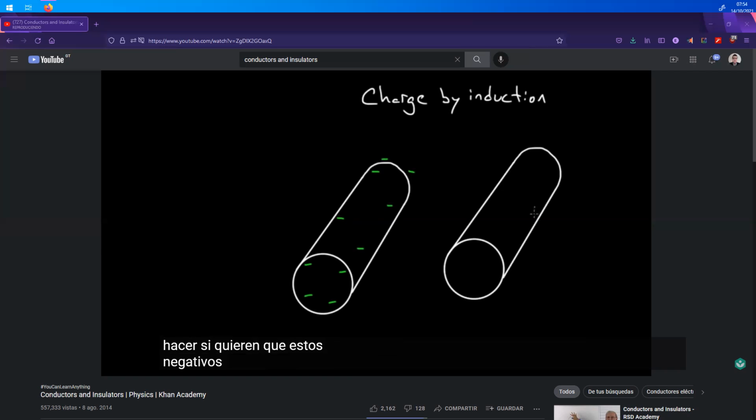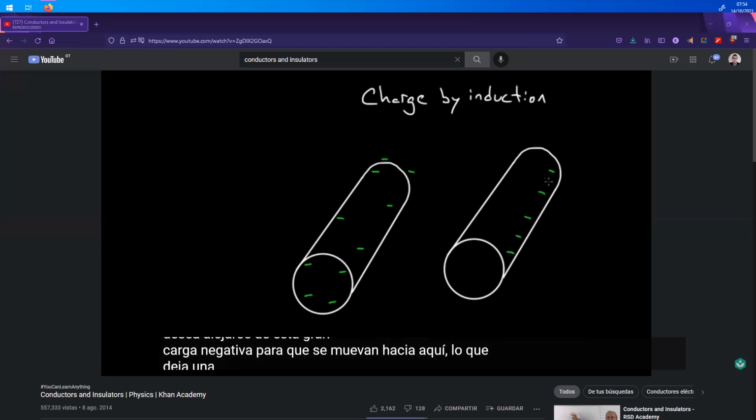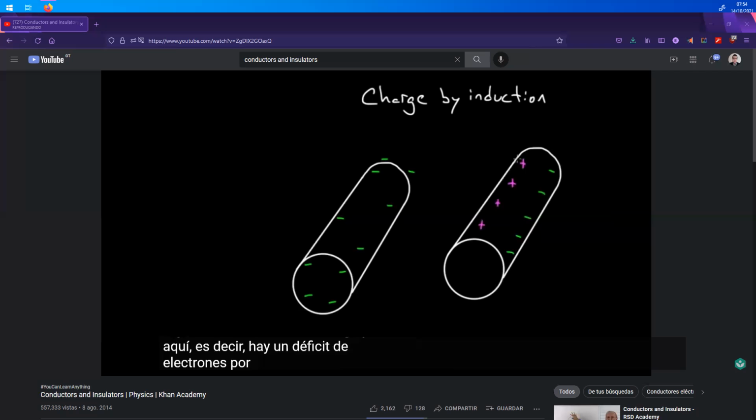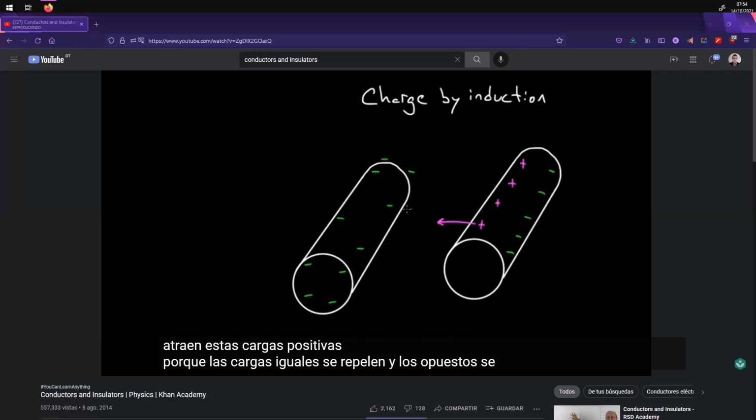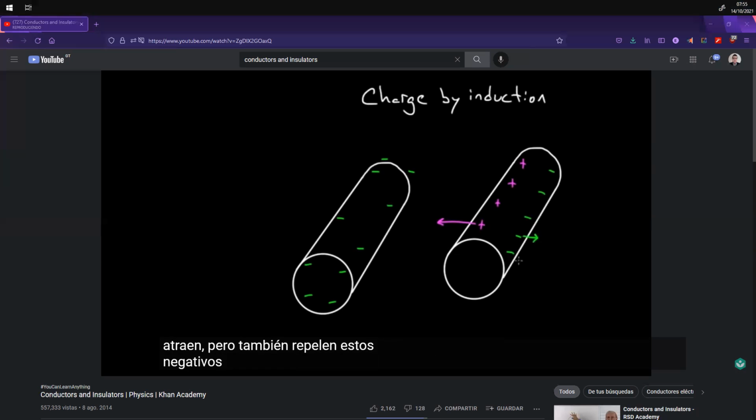So even though there are already some negatives here, a net amount of negatives are going to get moved over to this side. They were located with their atoms on this side, but they want to get away from this big negative charge, so they move over to here, which leaves a deficit of electrons over here. So this side ends up positively charged. Now these positives are closer to the negative rod than the negatives are, and the negatives in this charged rod are attracting these positive charges, because like charges repel and opposites attract. This would cause this rod to get attracted to the other rod, which is kind of cool.